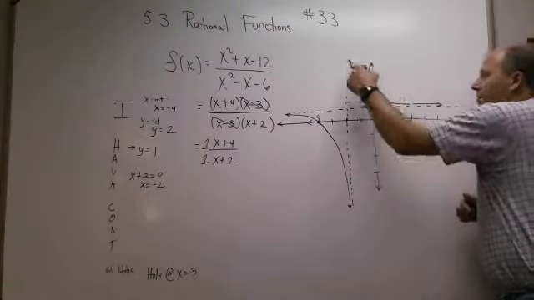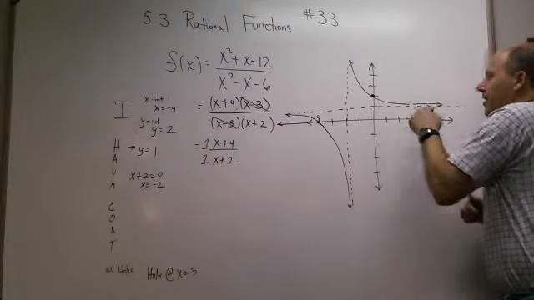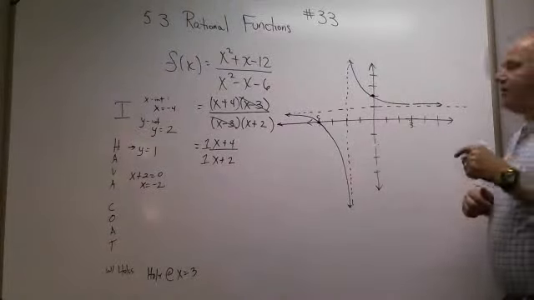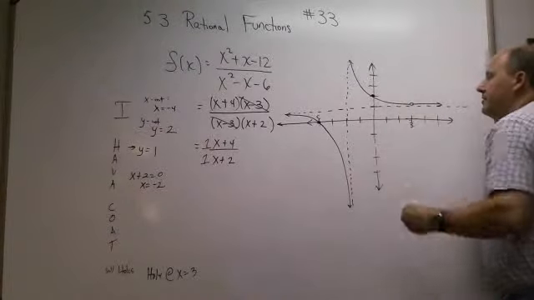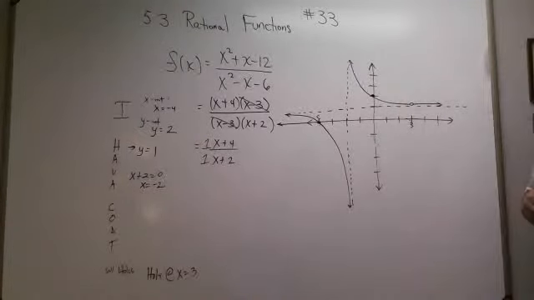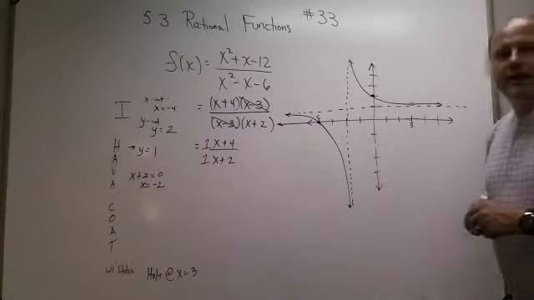So after you locate the graph, take a point off at 3 and put a hole there, and that completes the graph. So number 33 does have a hole in it. And that is it.